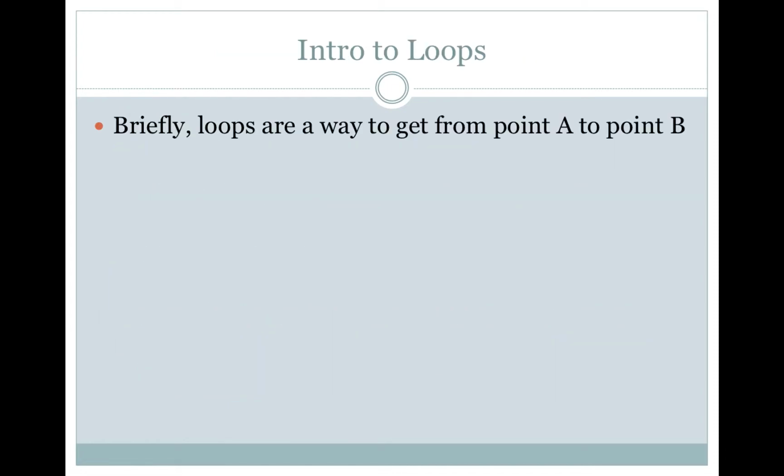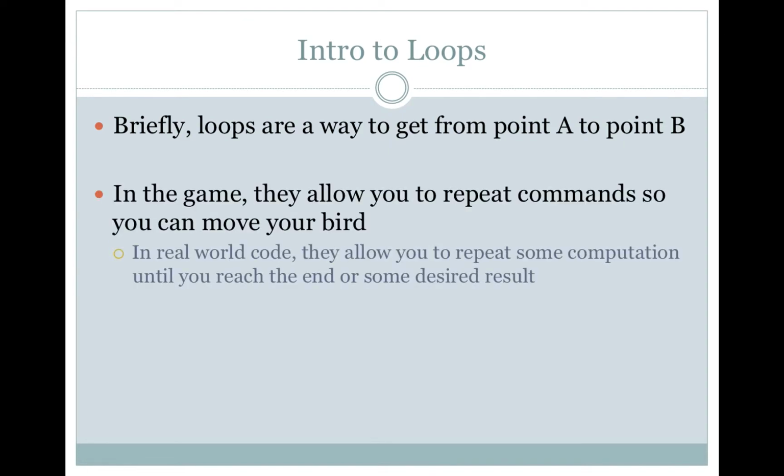Okay, and so some other brief, quick questions to consider. We're going to do a quick introduction to loops. So loops are basically a way to get from point A to point B. In the game, they allow you to repeat commands so that you can move your bird from point A to point B. But in real-world code, loops allow you to repeat some computation until you reach the end or some desired result. Okay, so I can loop until I get to something that I want. Okay, and you'll get to practice with loops.